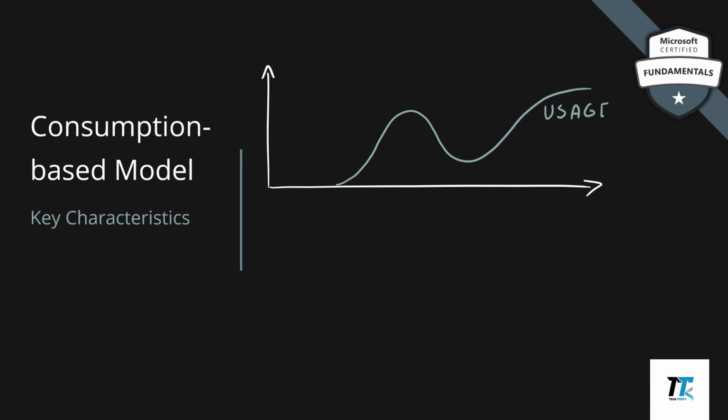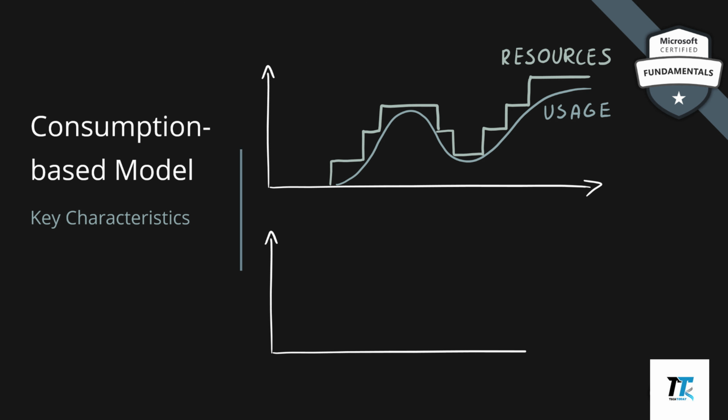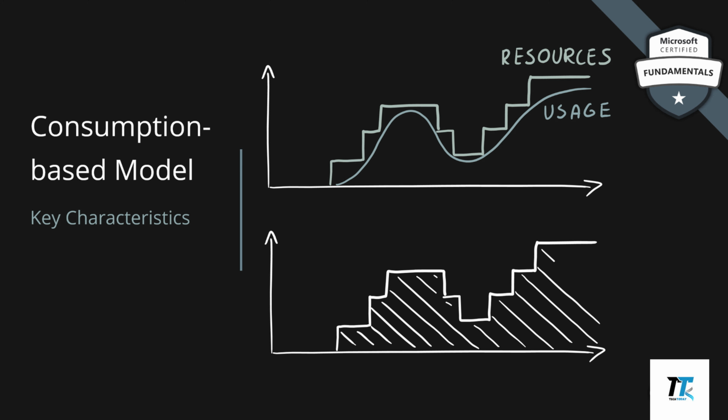Naturally, typical usage fluctuates over time. And to match that usage demand, you want to allocate as many resources as you need at any given time. Ideally, you will only pay for those resources during the time of usage and only as much as the resources that you consumed. The first thing you should note is that there is no upfront cost, because with the consumption-based model, you only start paying when you start using the resources.